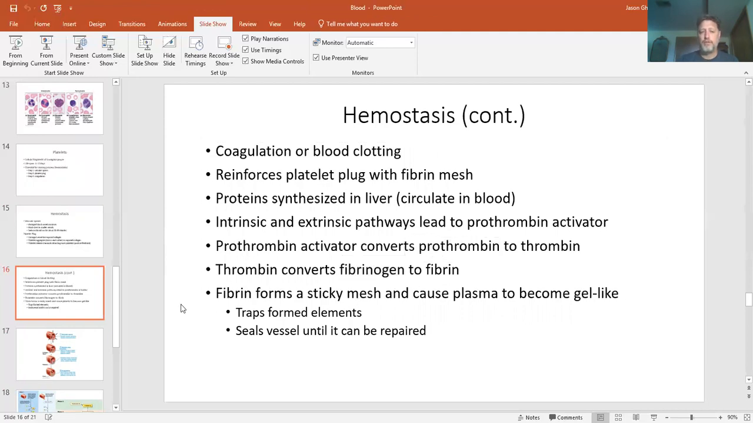Now, fibrin, as you read on the bottom one here, is a sticky mesh, and it causes the plasma in your blood to thicken up, become more viscous, and pretty much anything that touches it gets stuck to it. Think of a spider web in that aspect. It just blocks everything off. A clot can last a long time, and it gives the blood vessel a chance to be repaired.